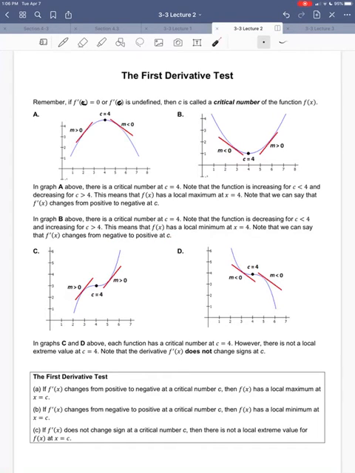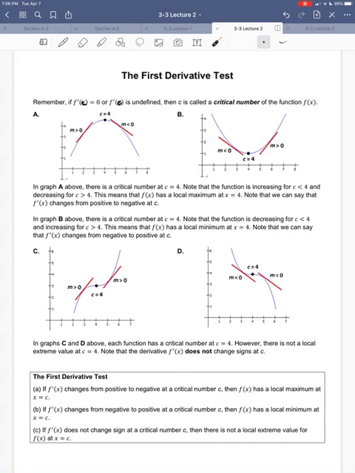So if I have a critical number, in these cases, I have a local maximum and a local minimum. In graphs C and D, c equals 4 would also be a critical number because the tangent line there would be horizontal. But in this case, notice if I look at the left and the right, it's increasing on the left and then it keeps increasing on the right. My slopes are positive on both sides.